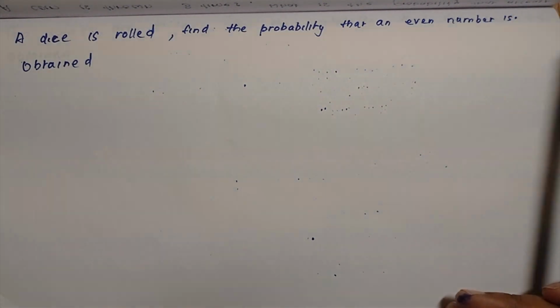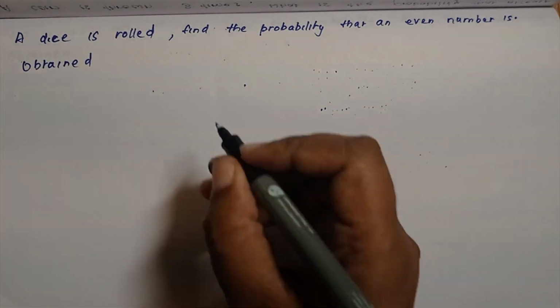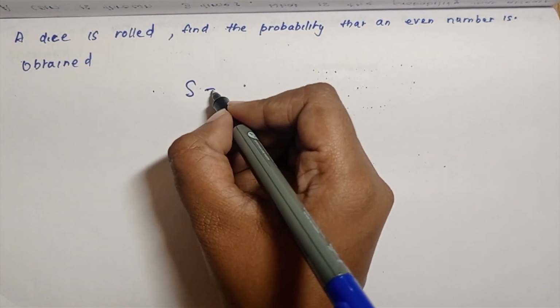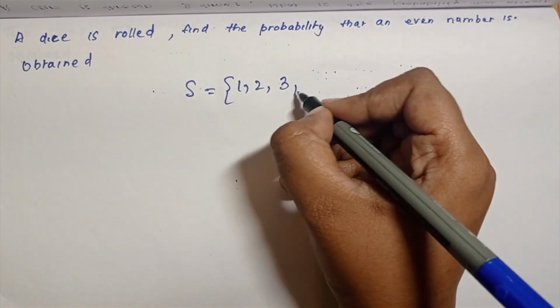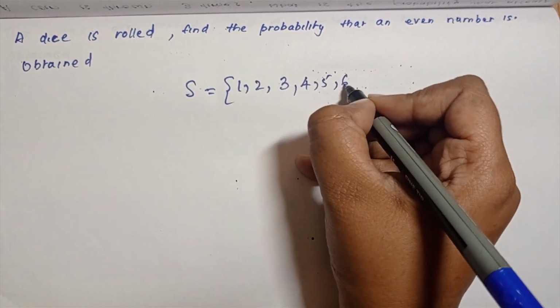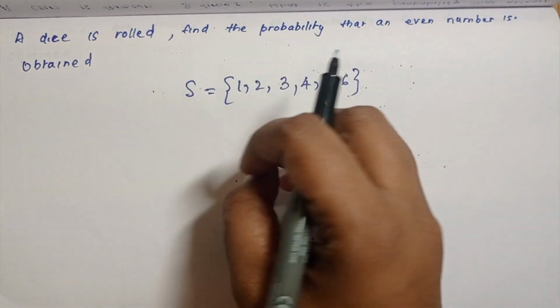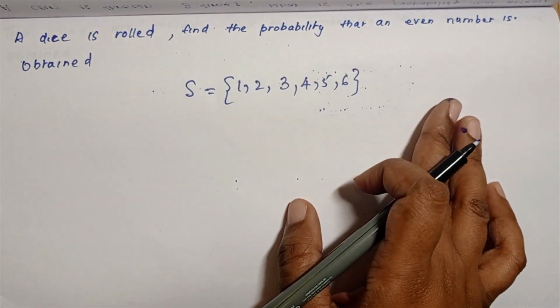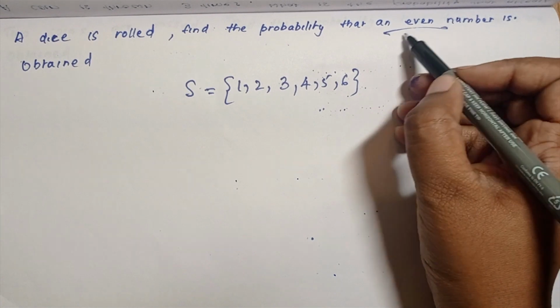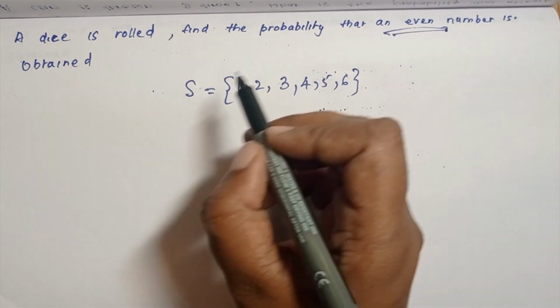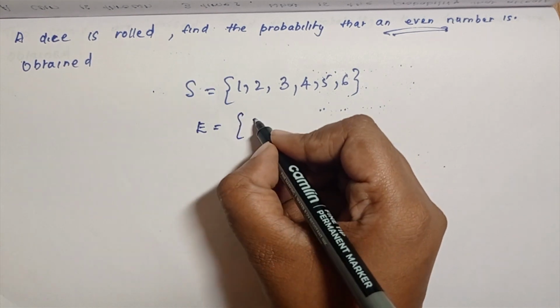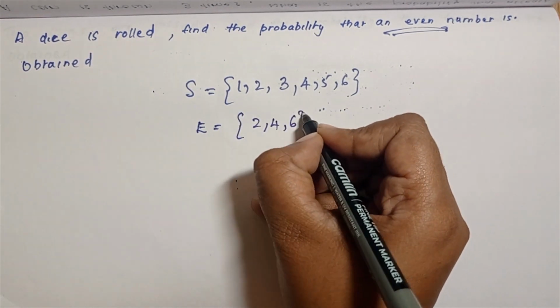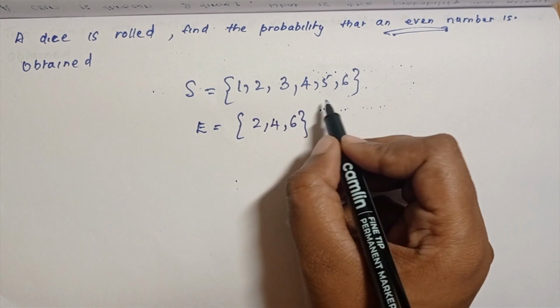Now when a dice is thrown, what is the total sample space? S equals 1, 2, 3, 4, 5 and 6. See, in a dice there are 6 sides, right? 6 numbers. Now the question is the probability that an even number is obtained. Out of this, the even numbers are 2, 4, 6. These are the even numbers from the total sample.